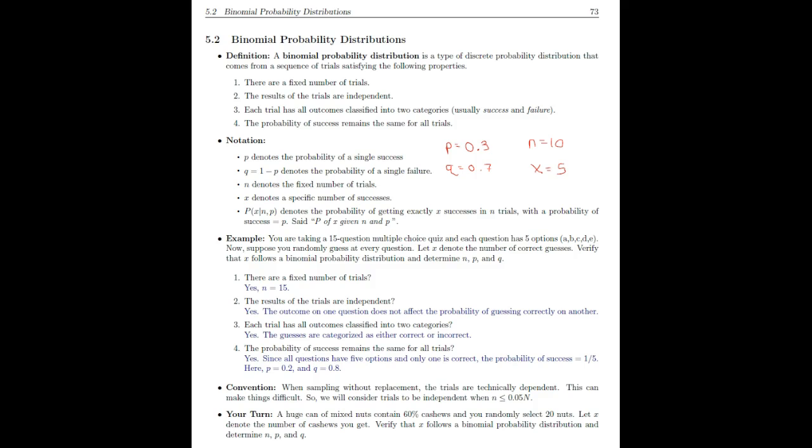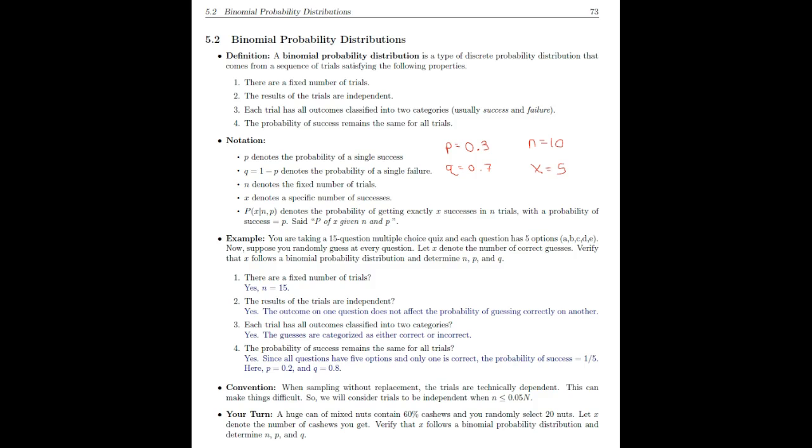All right, let's move on to an example. You're taking a 15-question multiple choice quiz, and each question has 5 options, A, B, C, D, and E. I'm sure you can imagine this. Now suppose you had no idea what was on the quiz. You didn't even know there was a quiz coming up, so you just randomly guessed letters for every question. Let X denote the number of correct guesses. Verify that X follows a binomial probability distribution and determine N, P, and Q.